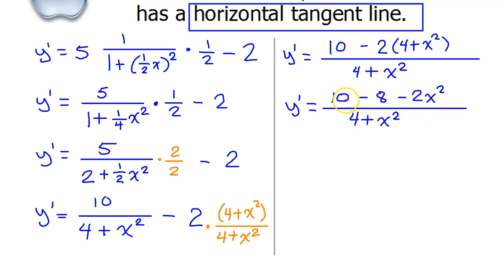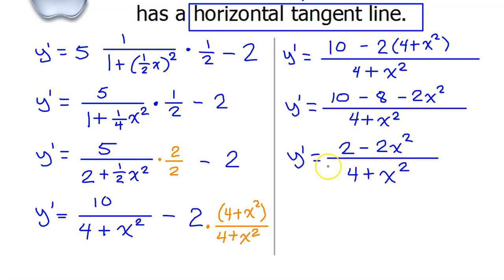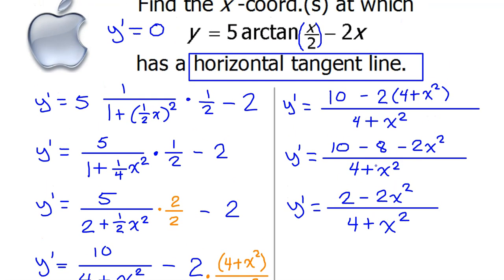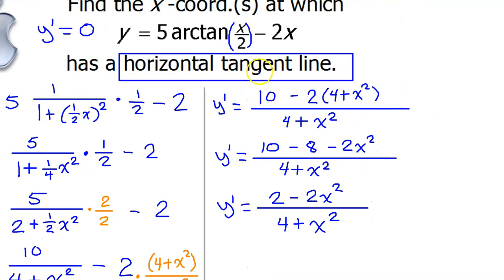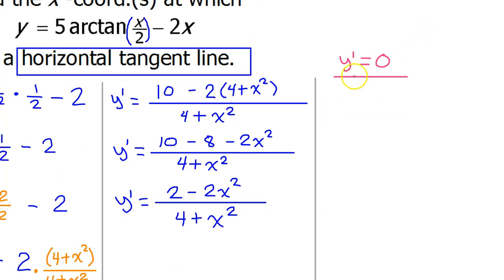On the next step, we have the like terms of 10 minus 8, which of course is 2. So y prime simplifies down to this. Remember, our goal is to find the x-coordinate of a horizontal tangent line, and we know a horizontal tangent line is where y prime is equal to 0. Label this part of your work like this. A fraction will equal 0 when the numerator is equal to 0. So y prime will equal 0 when 2 minus 2x squared is equal to 0.